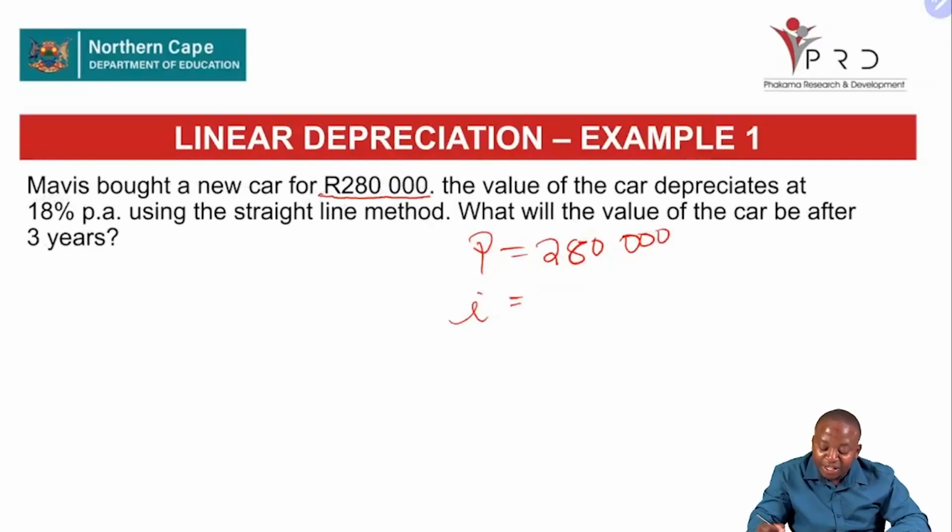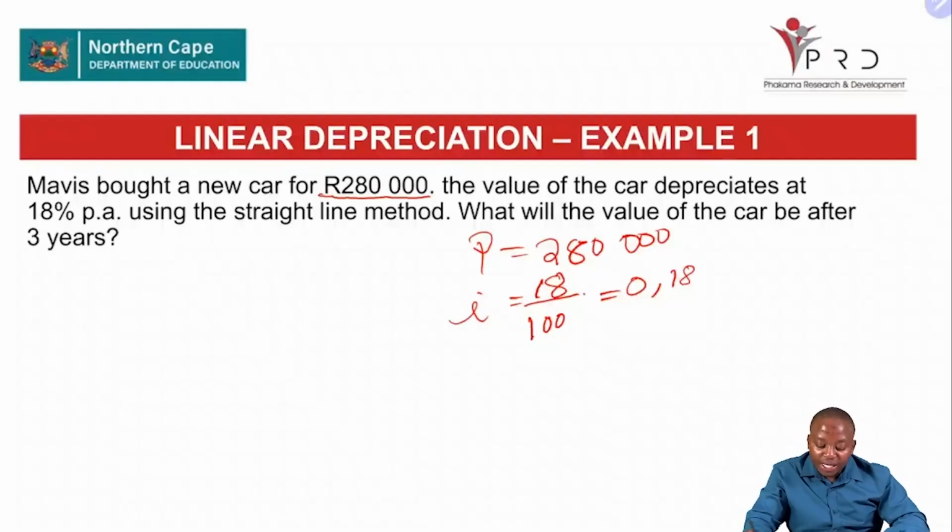As you can see, it is given as a rate. Remember, to get I, it is always rate over 100. So it still applies from our grade 10. In this case, we're saying our rate is 18%. We divide that rate by 100 and we get our I as 0.18.